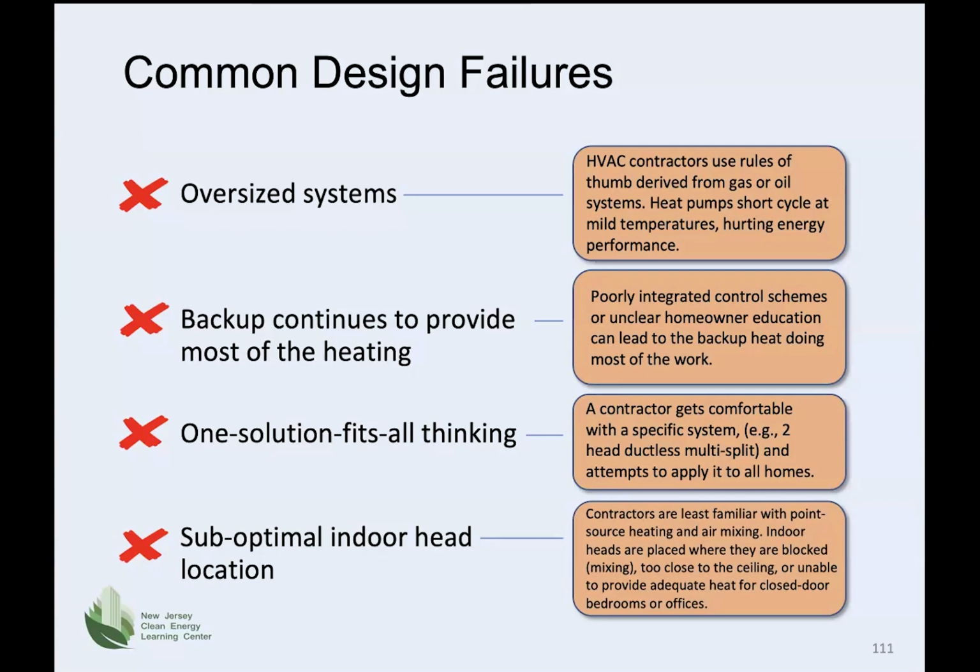And then suboptimal indoor head location. Location, as we talked about, is important for the indoor air handlers. Some contractors may not be as familiar with point source heating systems and the air mixing that's involved. If the indoor heads are placed where they're blocked or they're too close to the ceiling, they'll be unable to provide adequate heat for a closed door bedroom or office.